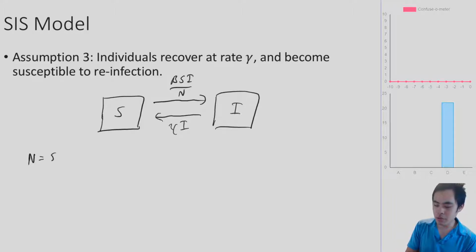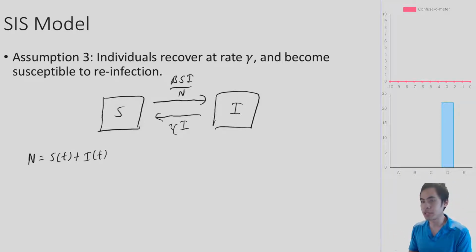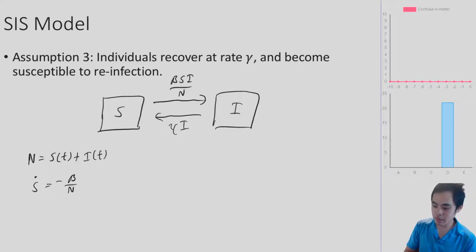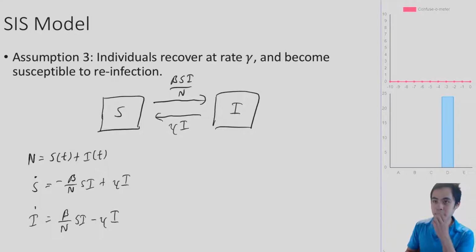So if n is equal to S of t plus I of t, let's go ahead and assume again that we have a constant population size, n, and we get S dot is equal to minus beta over n SI plus gamma I, and we have I dot is equal to beta over n SI minus gamma I.